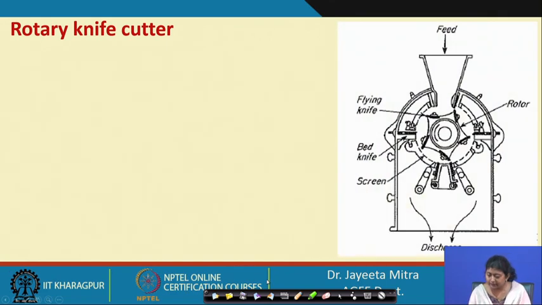Rotary knife cutter, there is a rotary knife cutter in which the knives are attached with all the 5 different cones of the rotor, okay. And these knives are fixed with screws, fixed with the arrangement, and there is a screen also. So, when the particles are reduced in size because of the action of these blades, they will come down and discharge from the bottom.